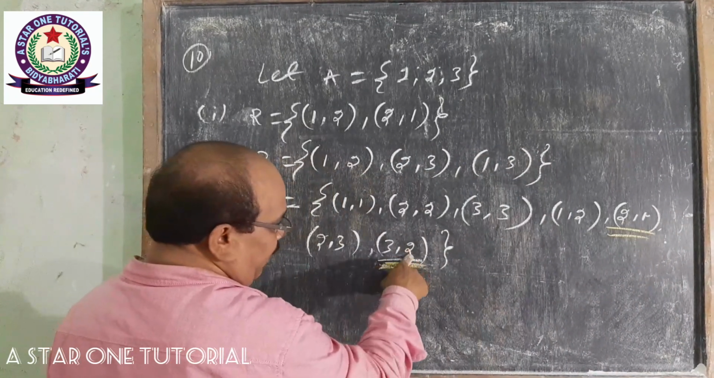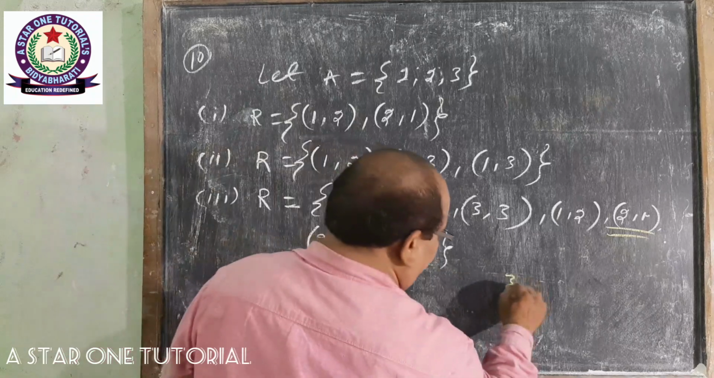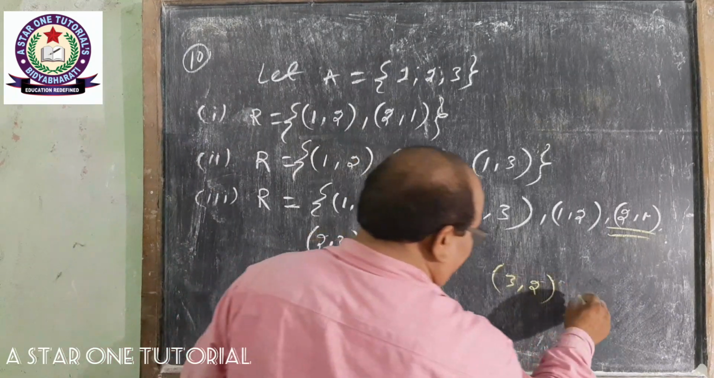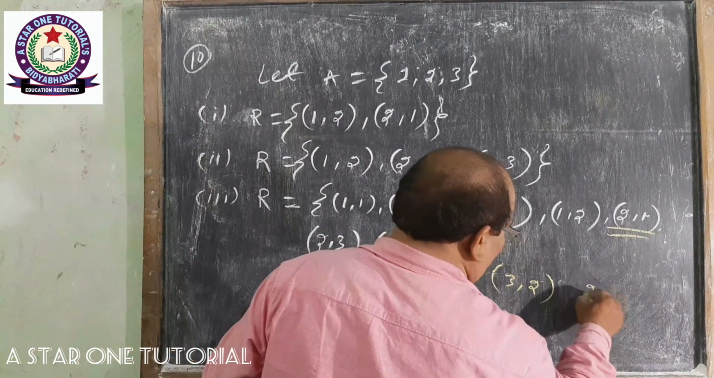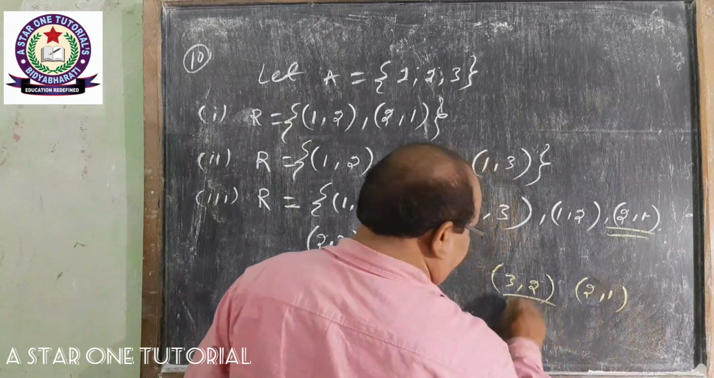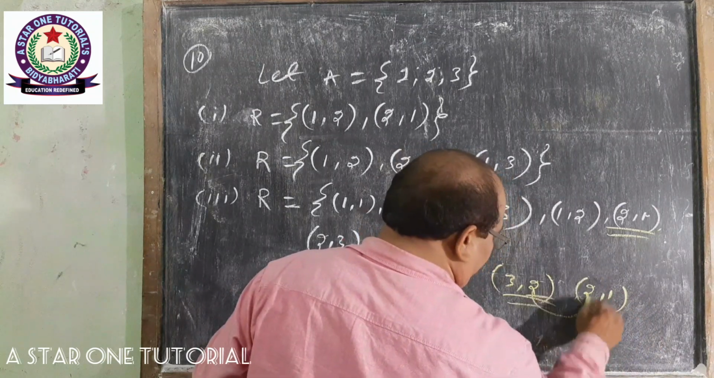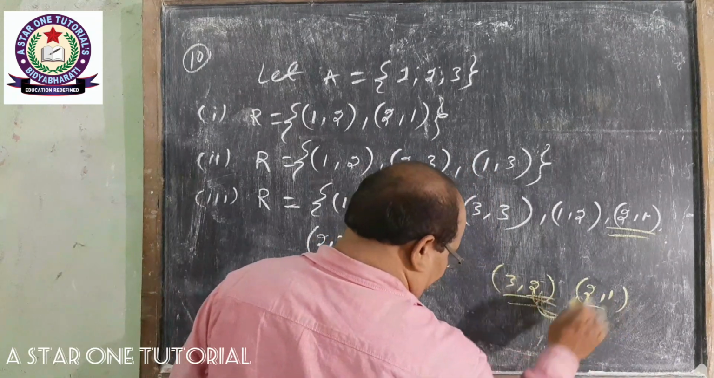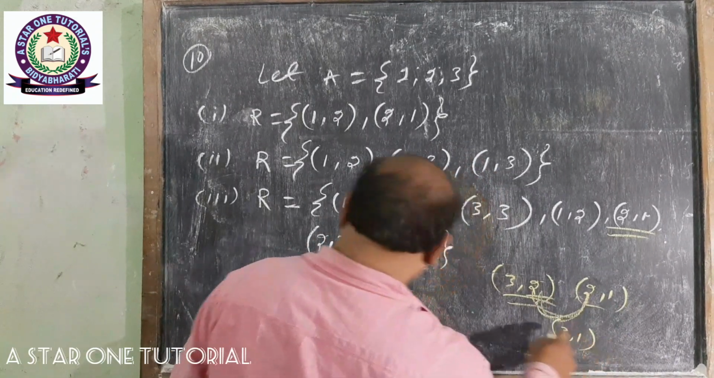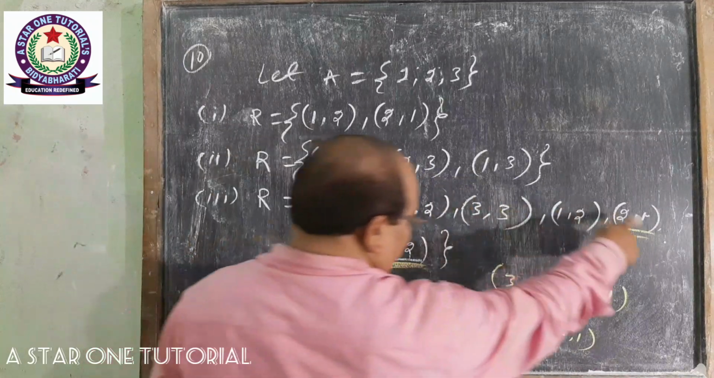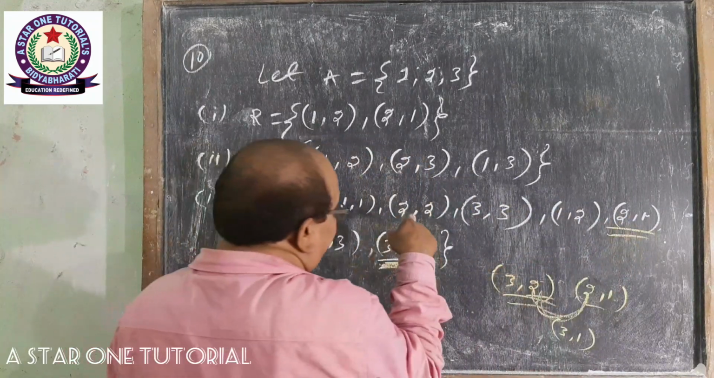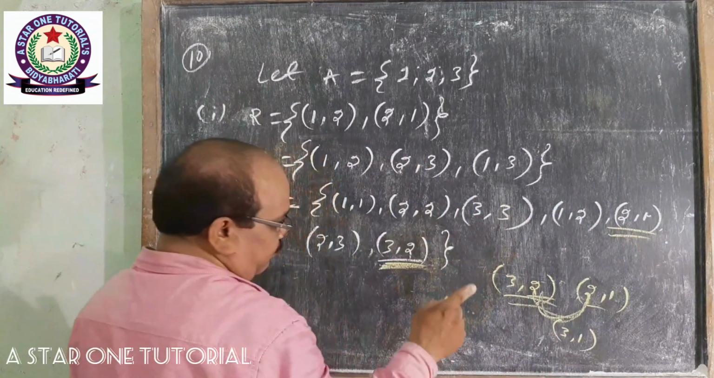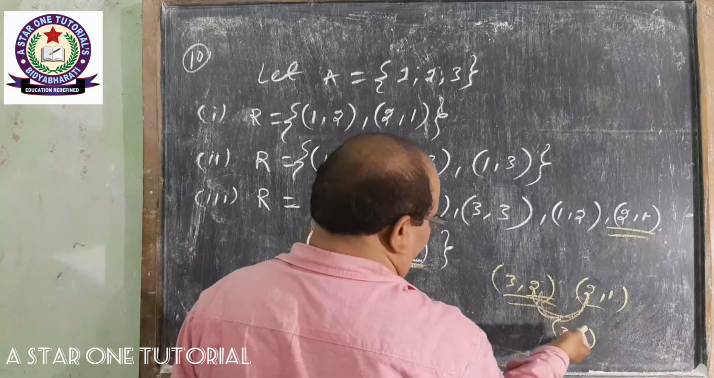3 is related to 2. I am writing here 3 2 and 2 1, these two elements. Here 2 is common. Okay, so the third pair should be 3 1. 3 1 should be there, but you see here there is no 3 1. So definitely this relation is not transitive, because the rule of transitiveness is violated here.